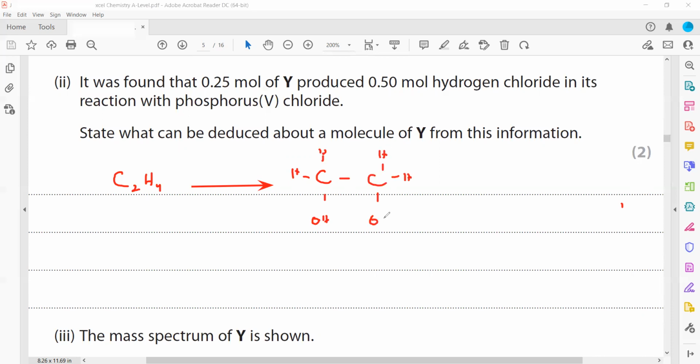And to this diol, we added PCl5, phosphorus pentachloride. So the two OH groups are being replaced by chloride. So 0.25 moles of Y is producing 0.5 moles. So what does this give an idea of, or what does this confirm?